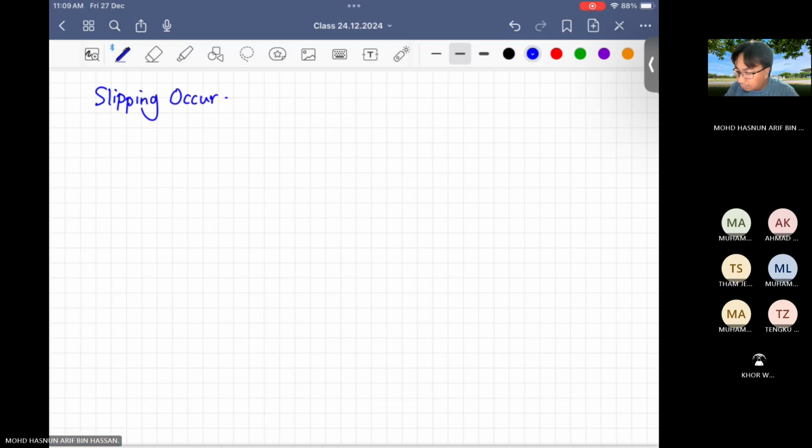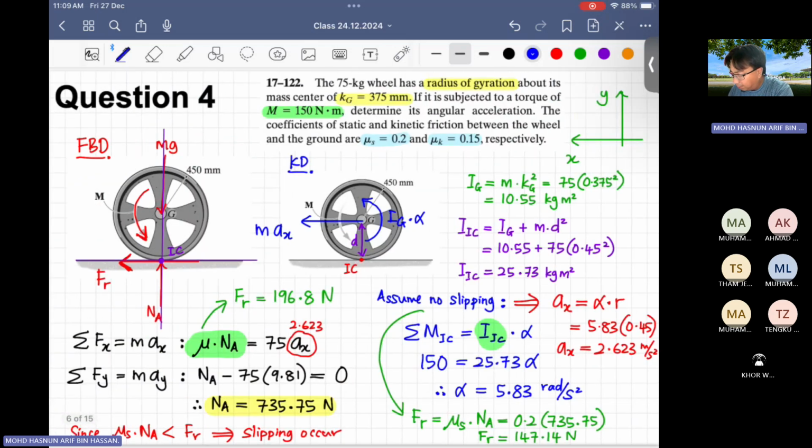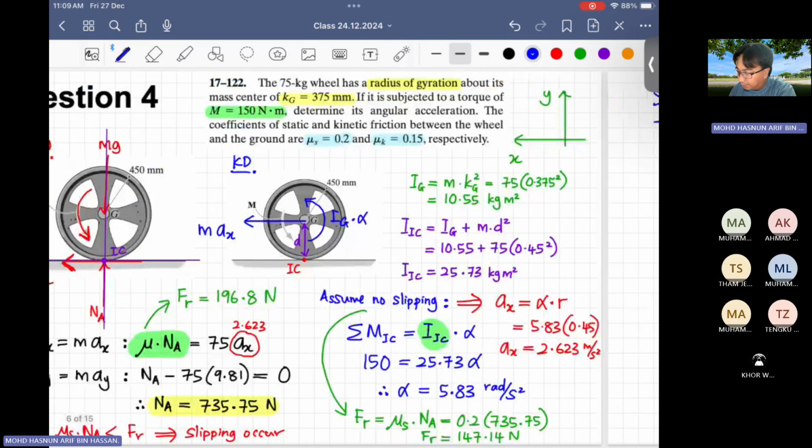Slipping occurs, and therefore AX is not equal to alpha times R. Friction is now mu K times Na, where mu K is 0.15, and the value of Na we have calculated previously, 735.75.